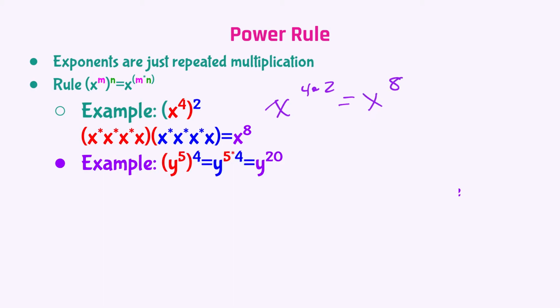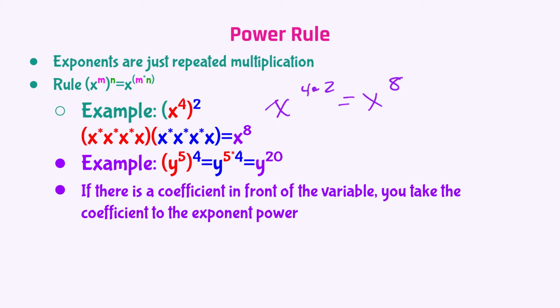Here's another example. y to the 5th, all to the 4th power. So what we do is y to the 5 times 4, which is 20. If there's a coefficient in front of the variable, you take the coefficient to the exponent power.